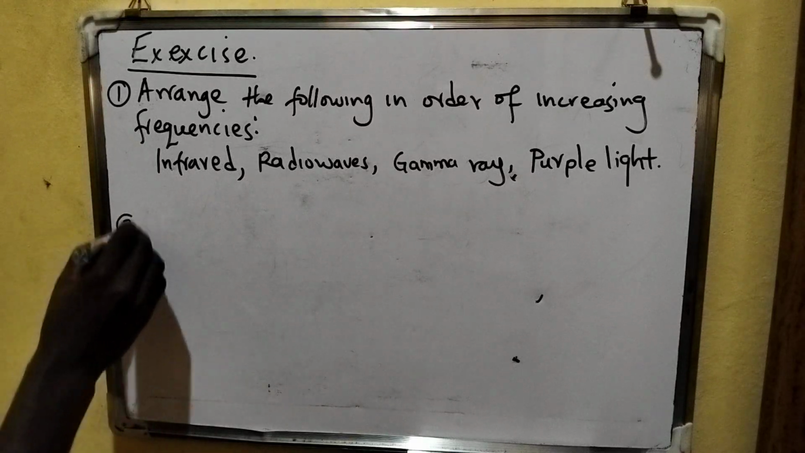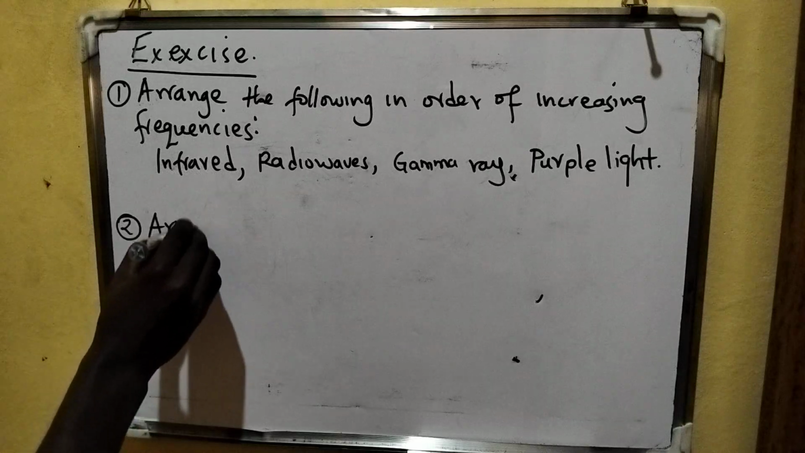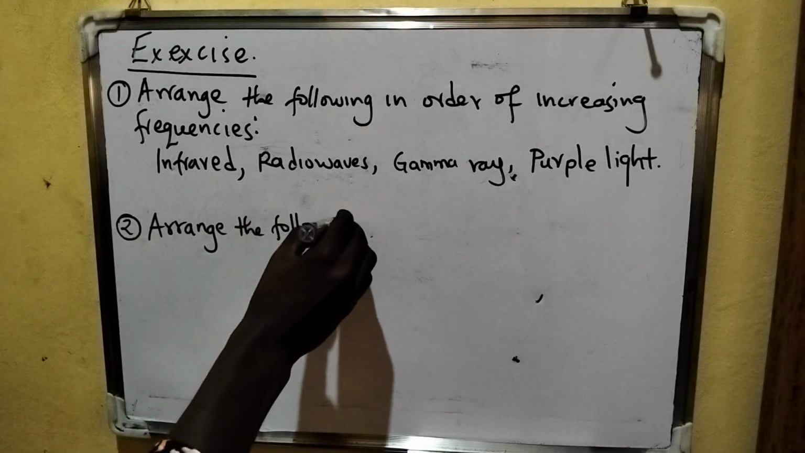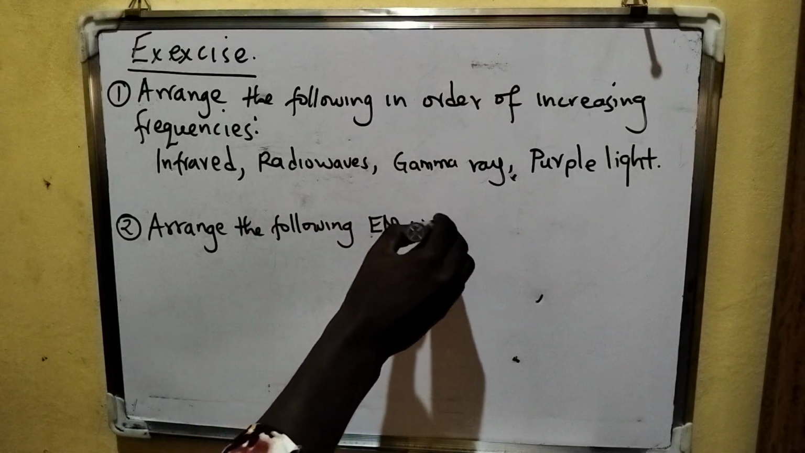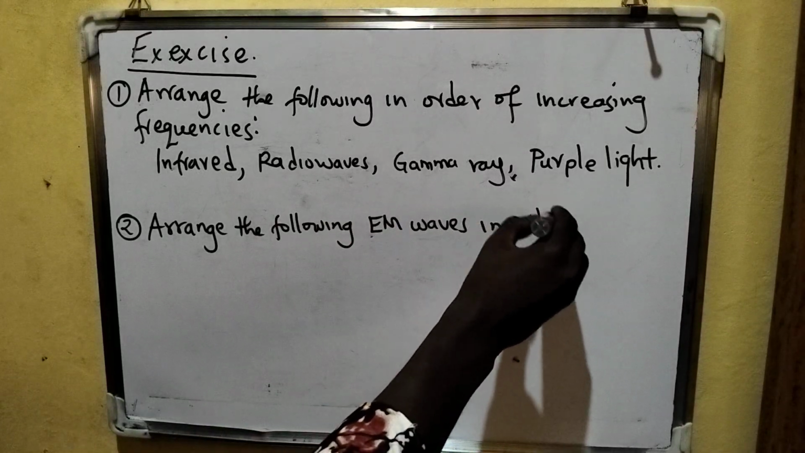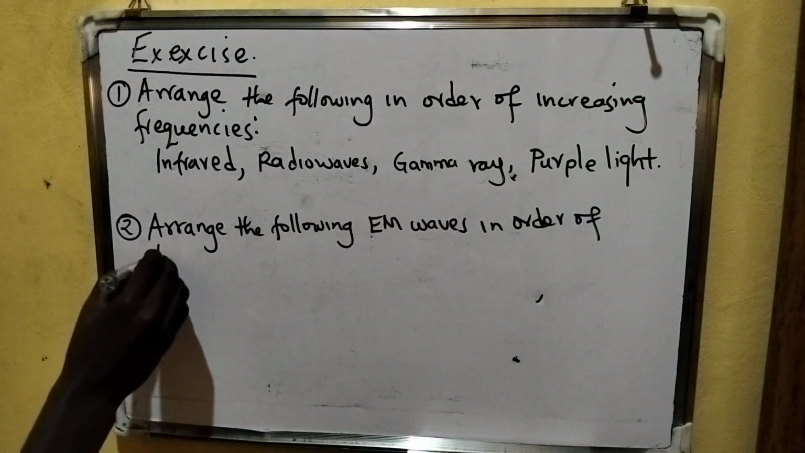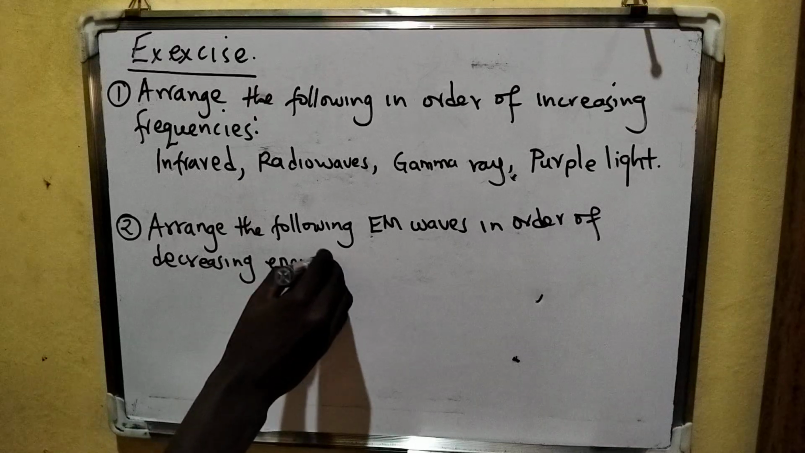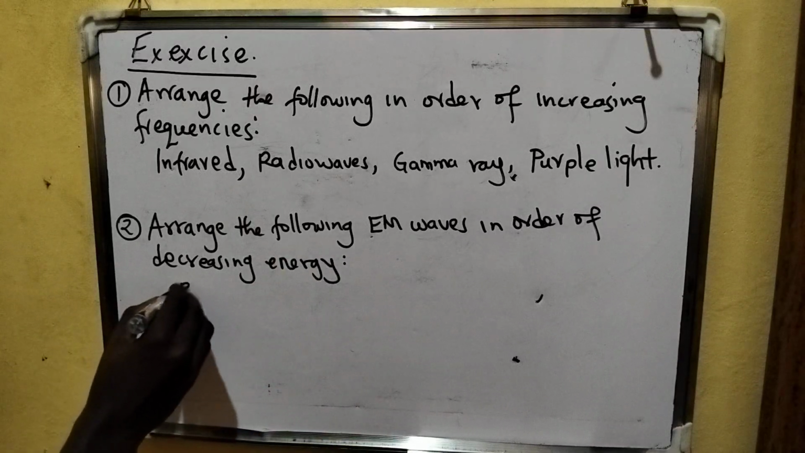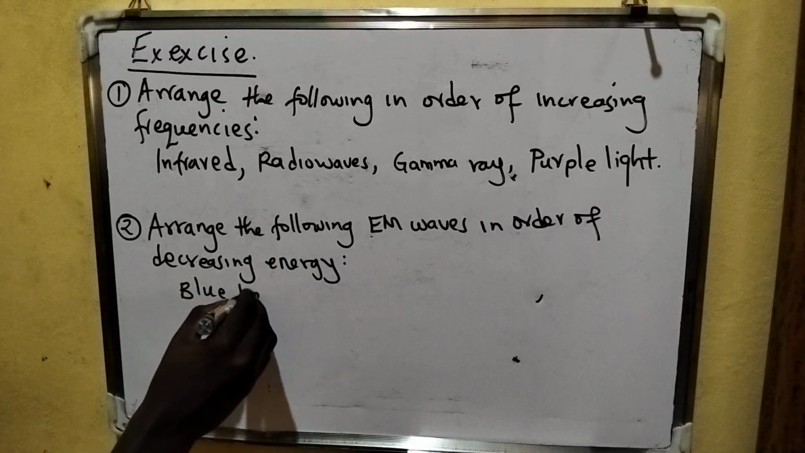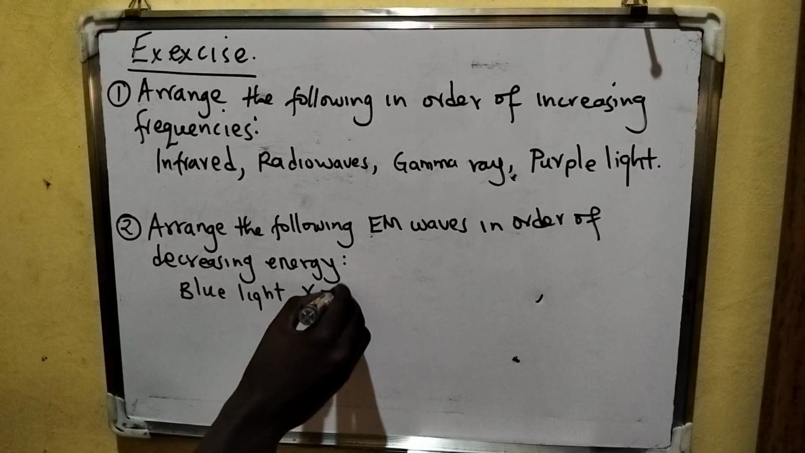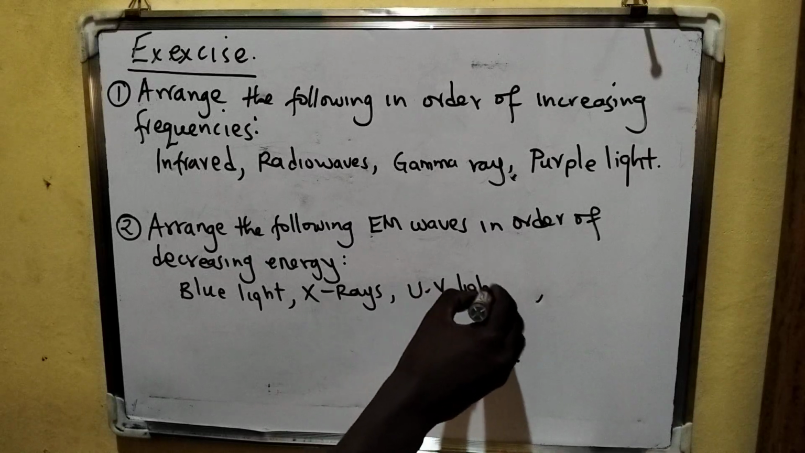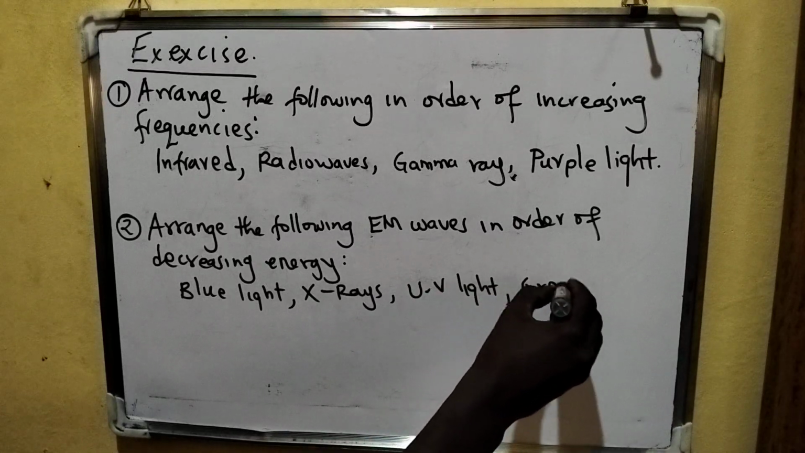Can you try number 2? Arrange the following EM waves in order of decreasing energy. We have blue light, X-rays, UV light, and green light.